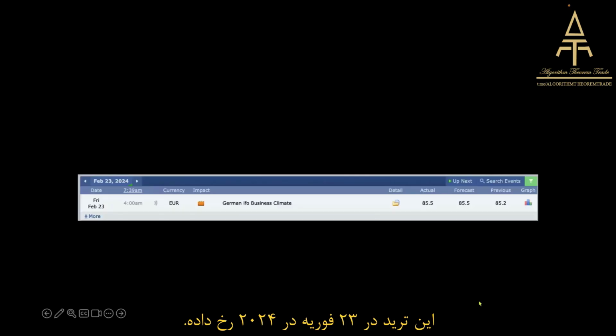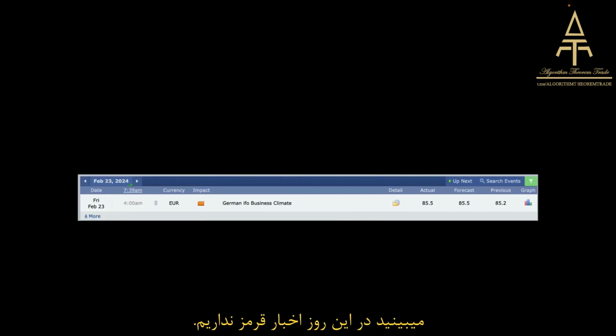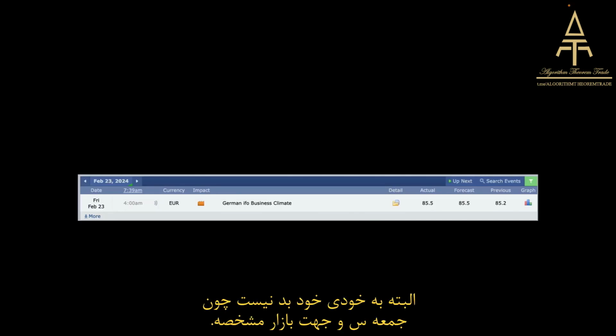Next trade that we're going to break down is a trade that I took on the 23rd of February 2024. As you can see on the economic calendar, there was no high impact news for this day. This by itself is not a bad thing because it was a Friday. It was obvious where the market was drawn towards.